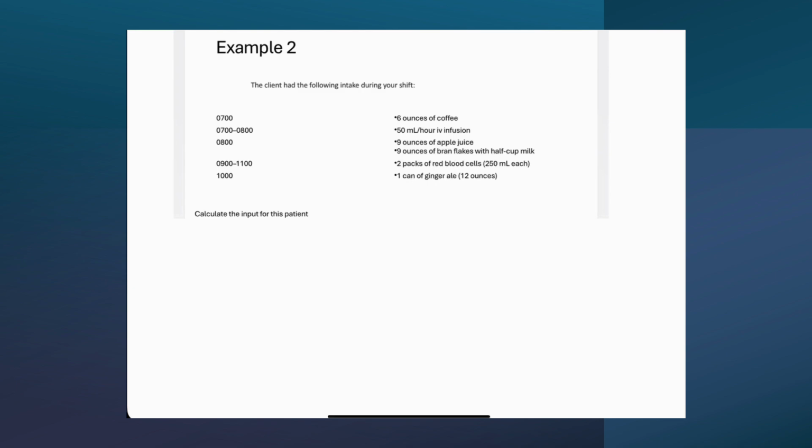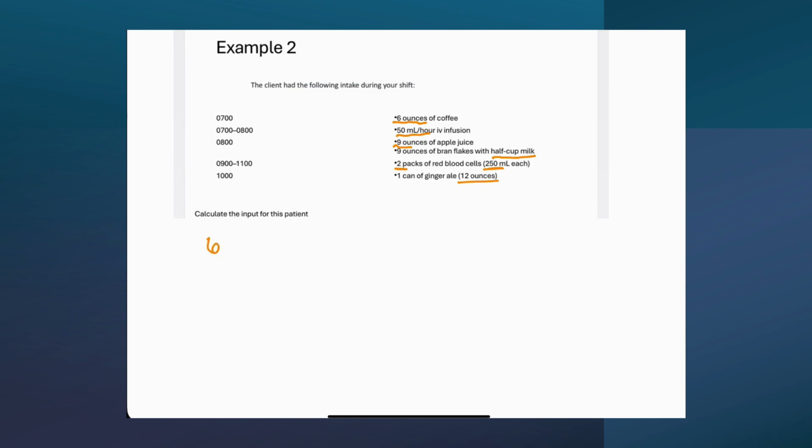So let's calculate this patient's intake. We're going to highlight all that's considered intake. So we have 6 ounces of coffee, the 50 mLs per hour, then the 9 ounces of apple juice. Now, we're only going to count the half a cup of milk because cereal is not considered intake. All right, so then we have your 2 packs of red blood cells, which are 250 apiece, and then we have 12 ounces of ginger ale.